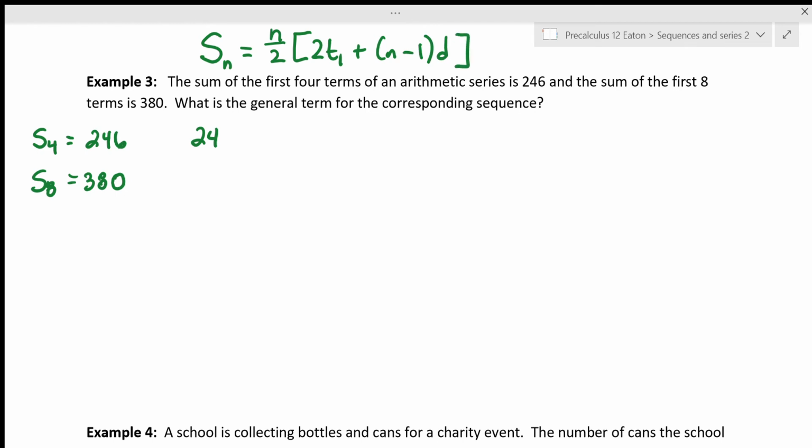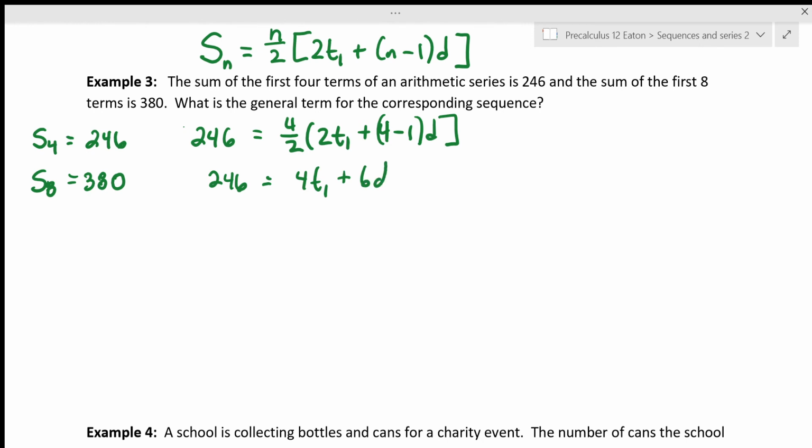Okay, so 246, we'll replace that. That's our S sub 4 is equal to 4 over 2 times 2t1 plus 4 minus 1 times d. I'm going to do the same for S8. Let's simplify this first. So we get 246 is 4T1 plus 6d. That's going to be a little easier to work with.